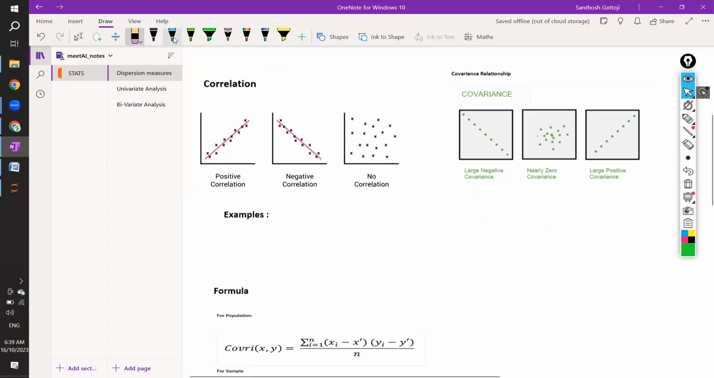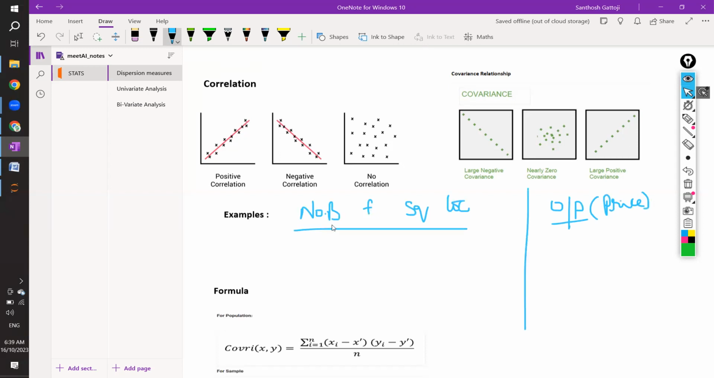So the important point is that input could be multiple inputs. For example, if your output is to predict the house price, I want to predict the price of a house. My input could be different things. So what are the different things? Could be number of bedrooms, facing of the house, square feet of the house, location of the house. All of these inputs will influence the price of the house.